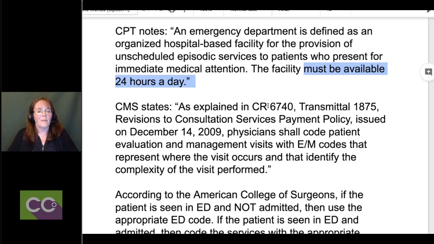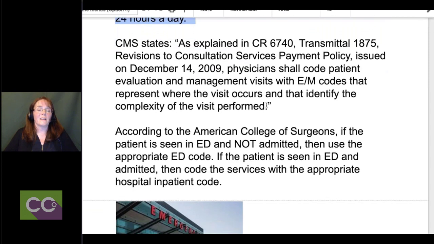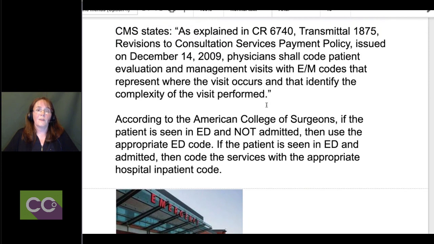If you look at CMS, they say that physicians shall code the patient's E&M visit with the codes that represent where that visit occurred and the complexity of that visit. So where did it occur? If they stayed in the emergency department, that's the section of CPT you're going to use for the E&M. If they came into the emergency department and were put in observation, you're going to use an observation code. If they came into the emergency department and went inpatient admission, it's now an inpatient code.